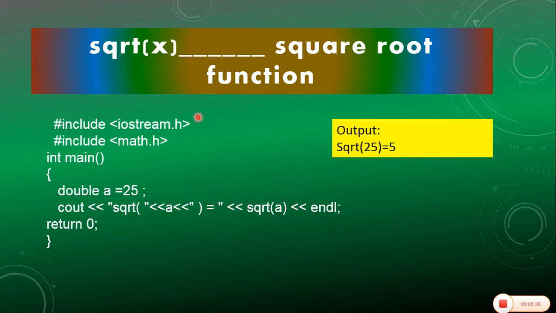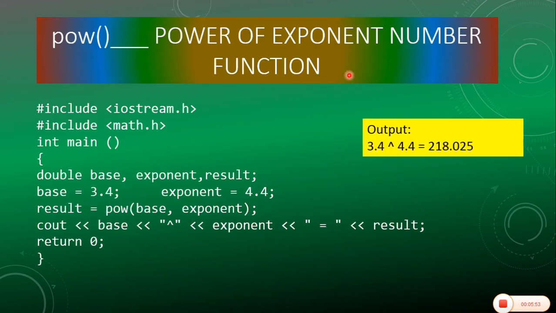Now let's see the square root. For the square root, this variable has a value 25, but it is not necessary to introduce a variable. If you directly write 25, it will also give you the answer. This is another power function. This is the base and this is the exponent. So 3.4 raised to the power 4.4 will be calculated by this, and the function returns a value which will be stored in this variable result.